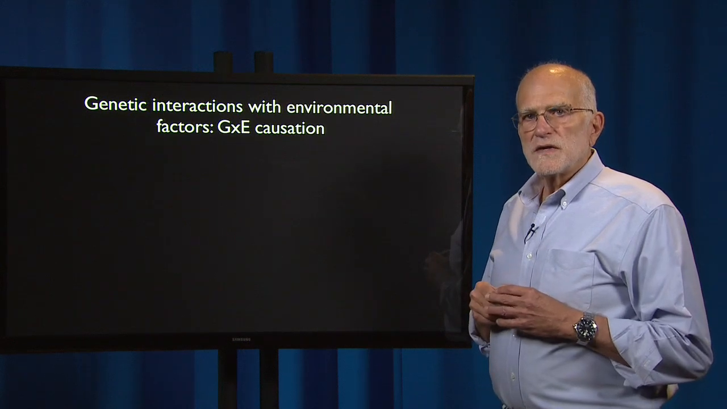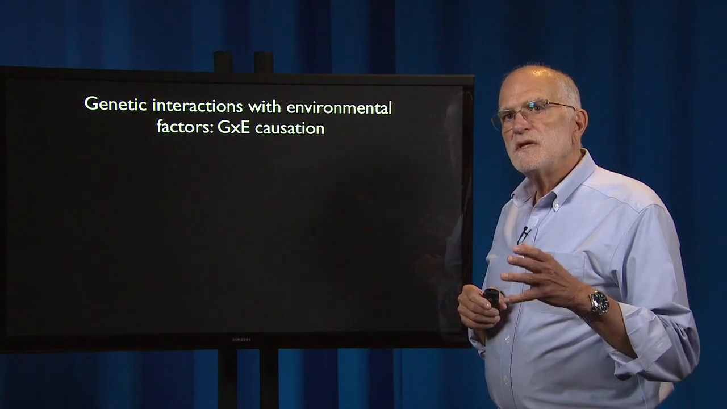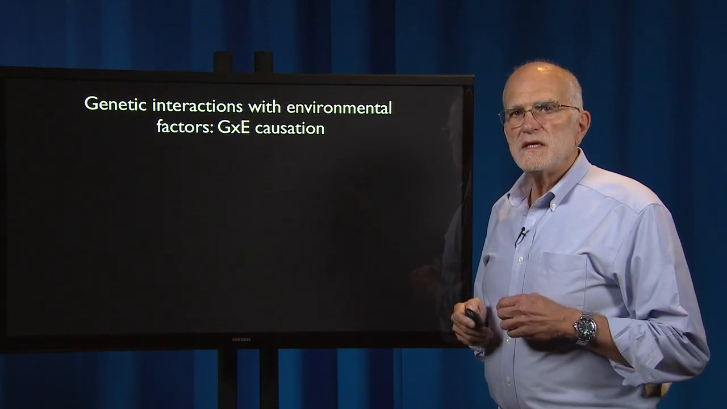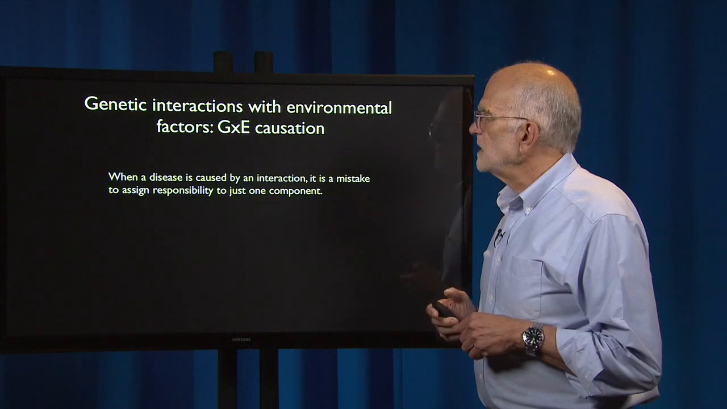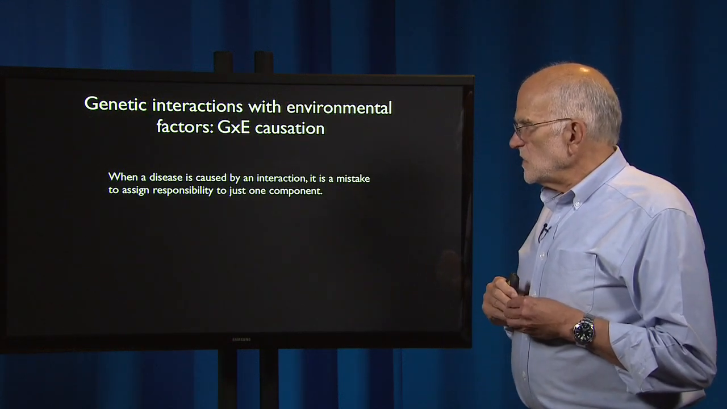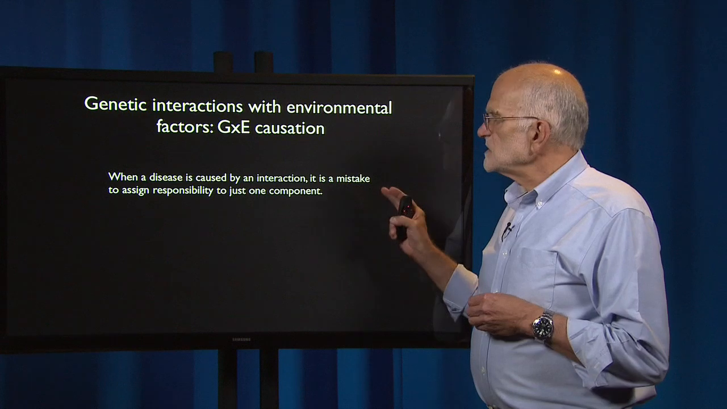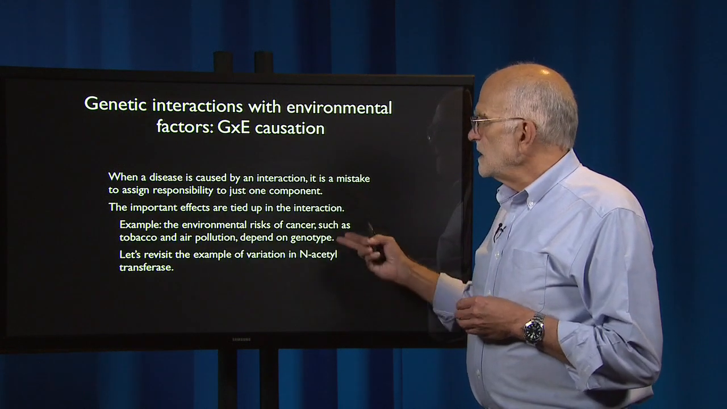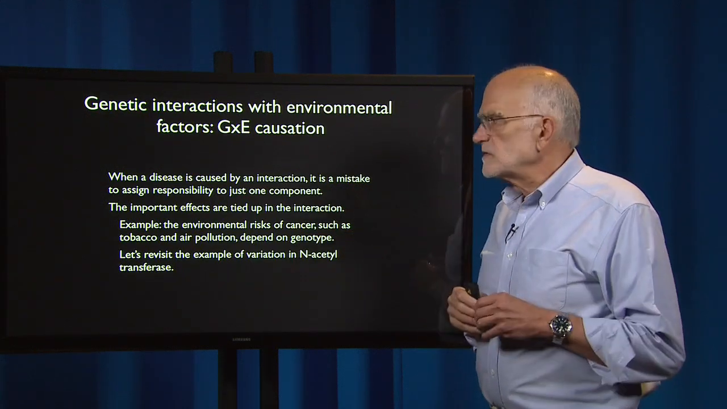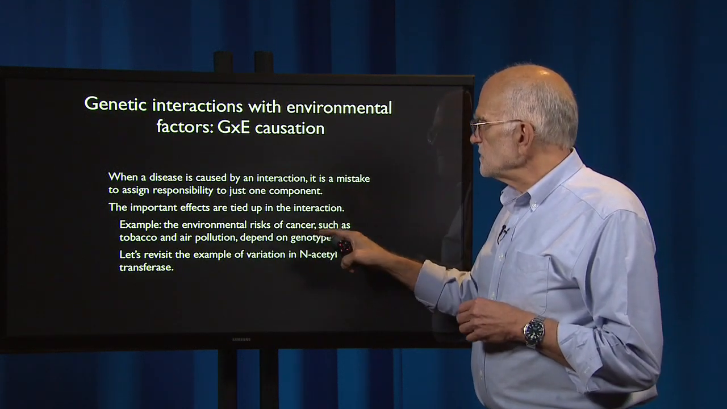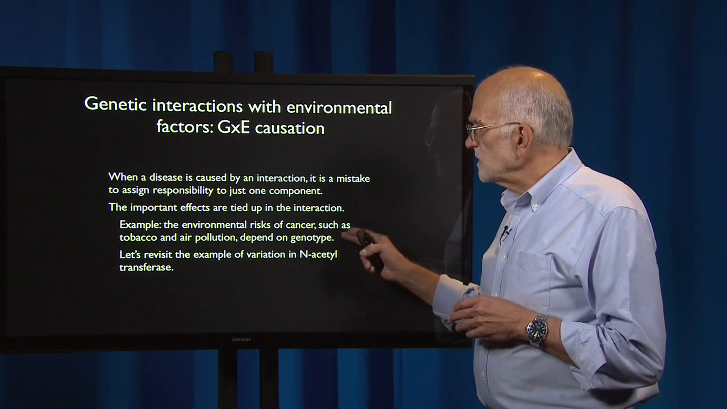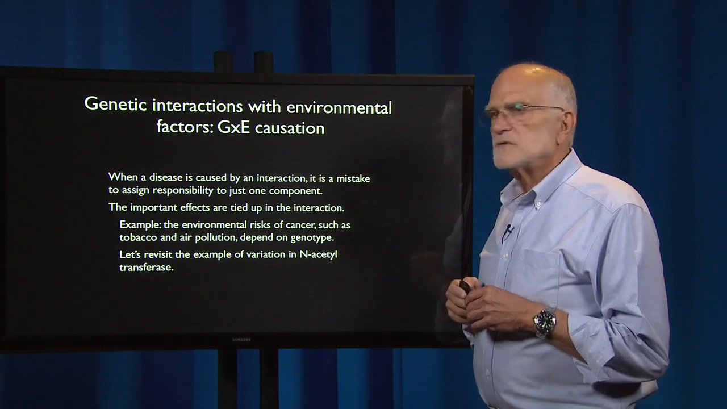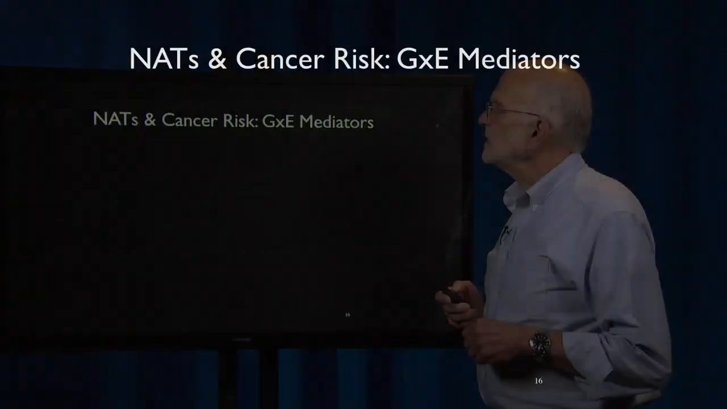Many of the genetic effects on disease are in fact mediated by interactions with the environment. And we refer to that as G by E, gene by environment, causation. Now, when a disease is caused by an interaction, it is a mistake to assign responsibility to just one component of the interaction. The important effects are actually tied up in the interaction. So, the environmental risks of cancer, such as tobacco and air pollution, depend on genotype. To see that, let's revisit the example of variation in N-acetyltransferase that we saw in a previous lecture.